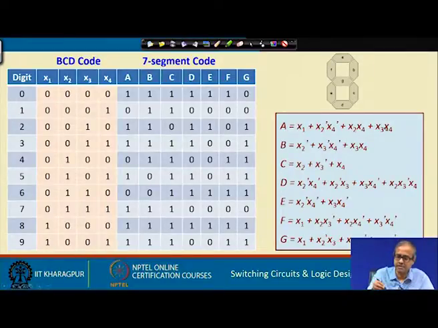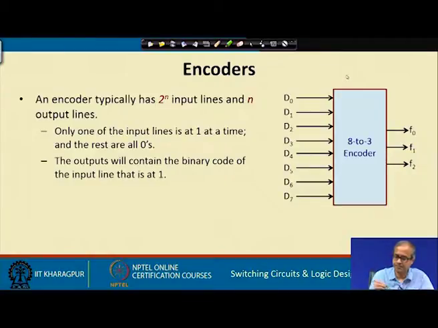Okay. Let us move on. Next, let us come to a circuit which you can call the reverse of the decoder. I call it an encoder. There are many inputs and few outputs. I am assuming that only one input is active at a time, so the output will contain the binary code of the input that is active. Let us see how it works.